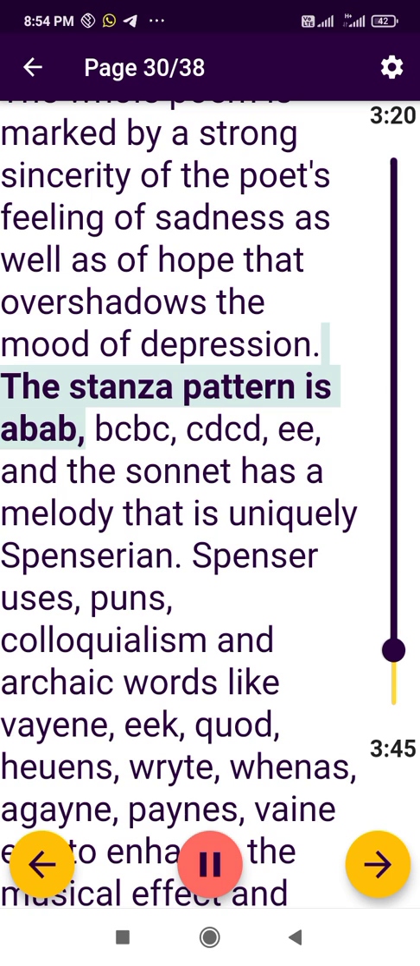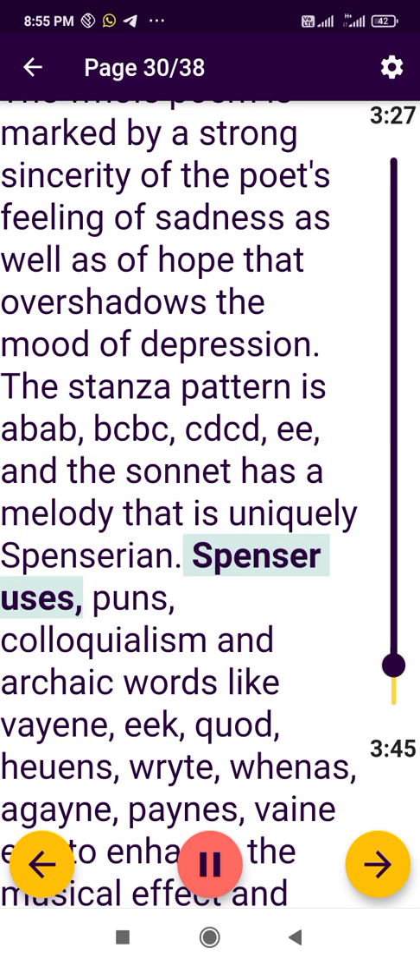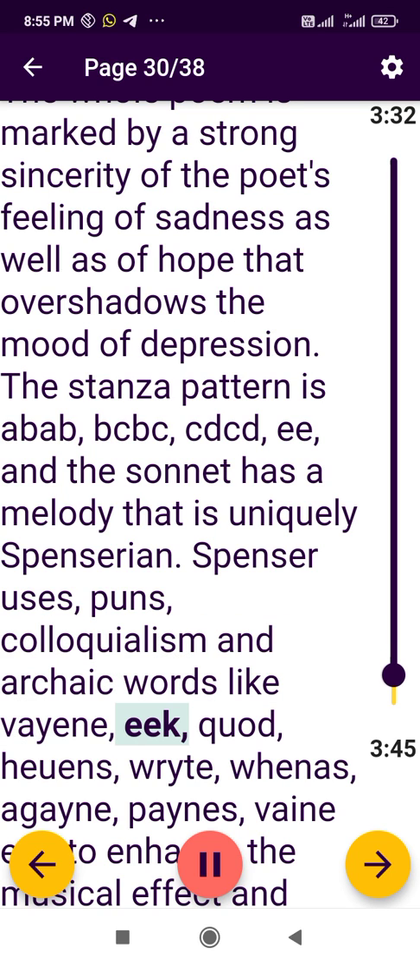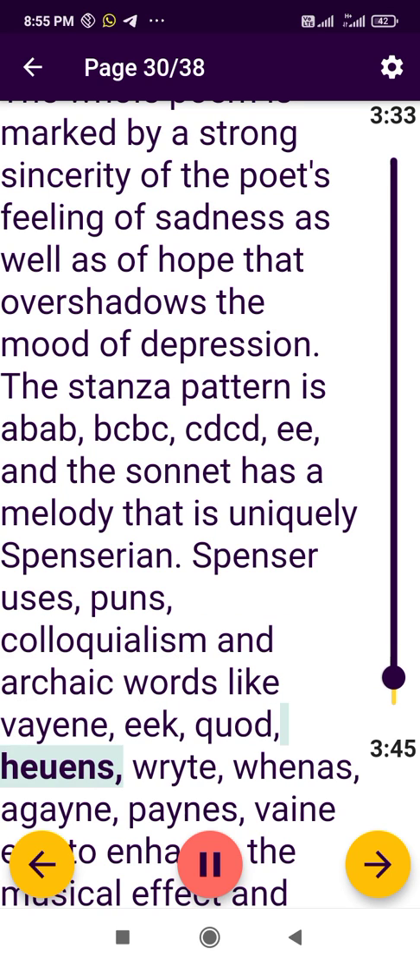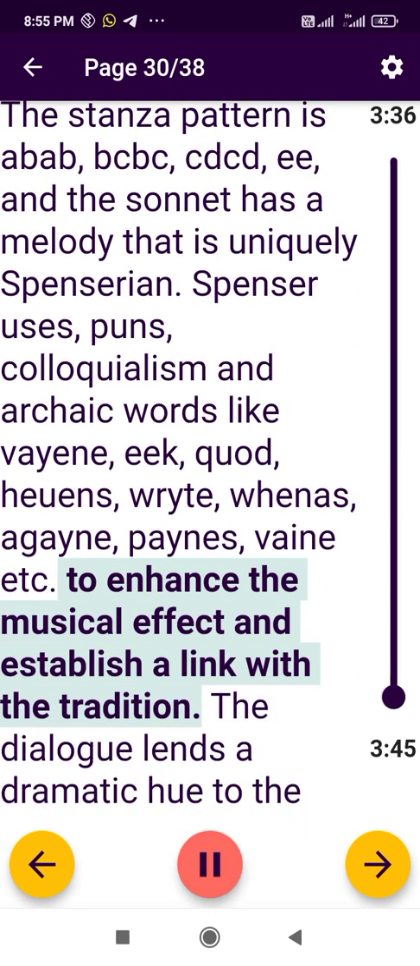The stanza pattern is ABAB, BCBC, CDCD, EE, and the sonnet has a melody that is uniquely Spenserian. Spenser uses puns, colloquialism and archaic words like vain, eke, quoth, hence, right, winners, again, pens, etc. to enhance the musical effect and establish a link with the tradition.